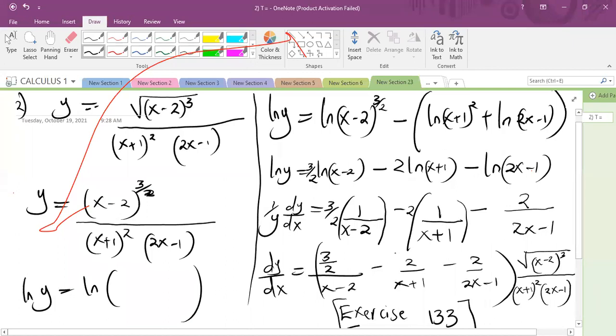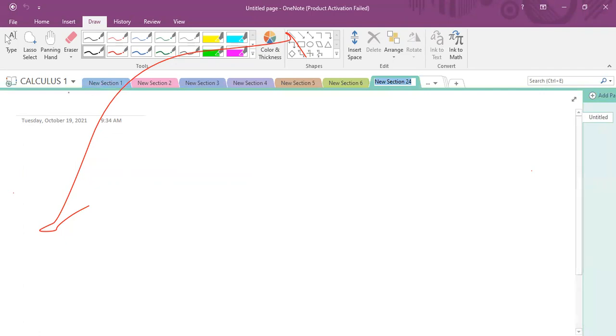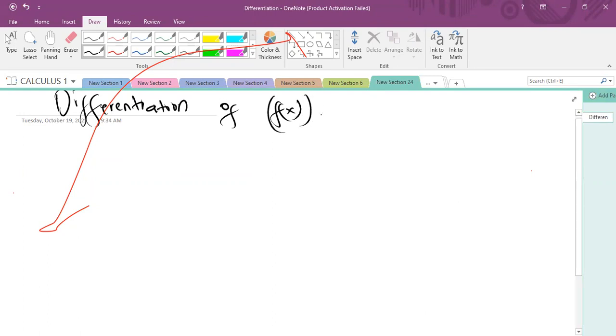Now, guys, we also use logarithmic differentiation to differentiate functions of the form f(x) raised to power x. So I want to close this section here. I hope you've already written: differentiation of f(x) raised to power x.